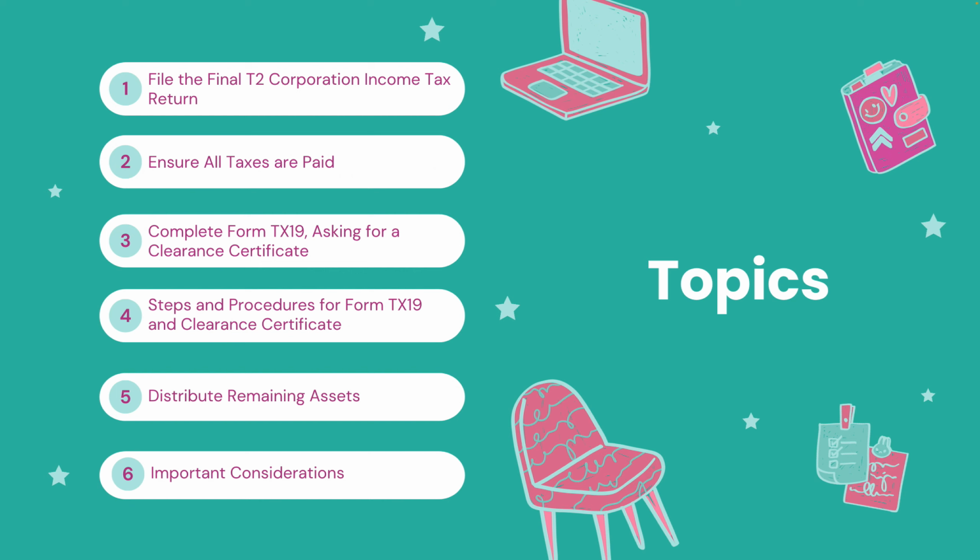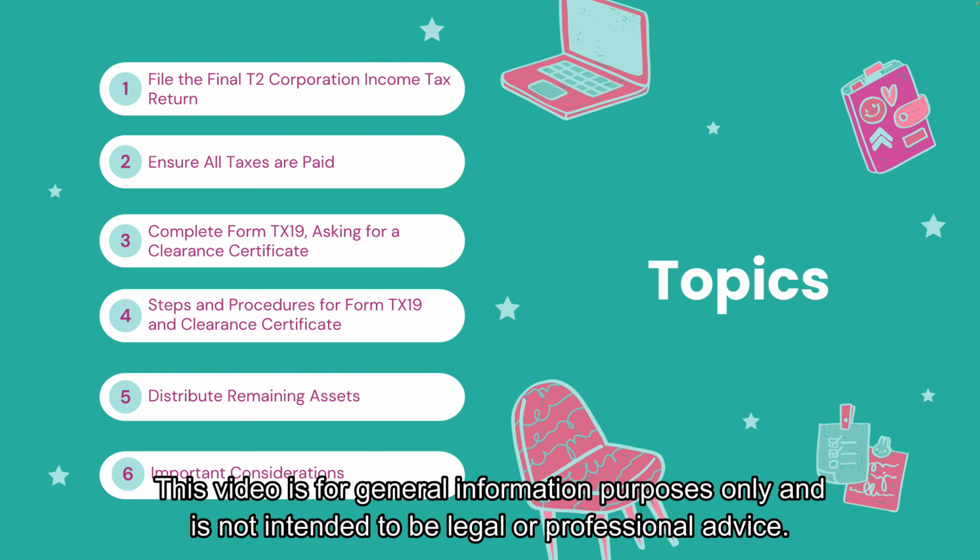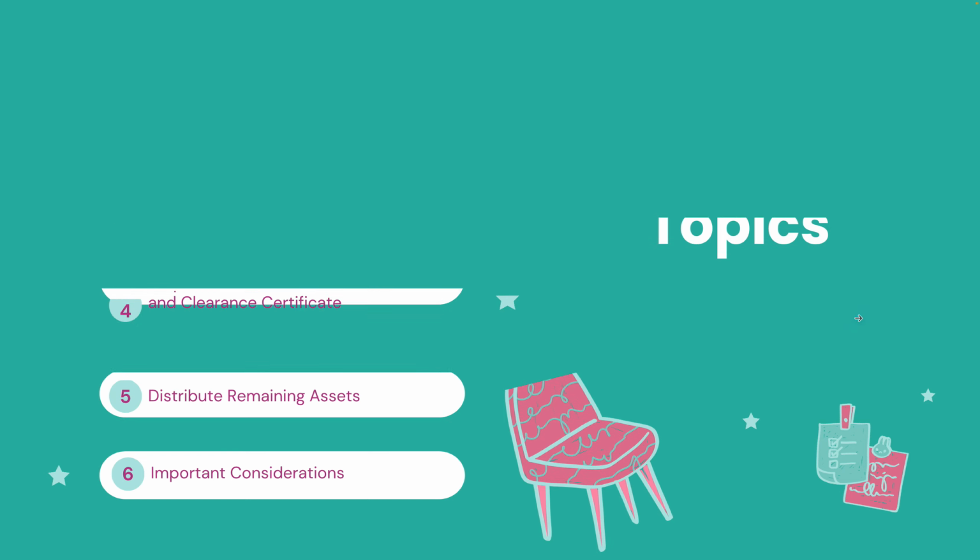Number 1, file the final T2 income tax return. Number 2, ensure all the taxes are paid. Number 3, complete the Form TX19, and we'll show you a copy of this, asking for a clearance certificate. Number 4, the steps and procedures for the Form TX19 and the clearance certificate. Number 5, distribute the remaining assets. And number 6, some other important considerations.